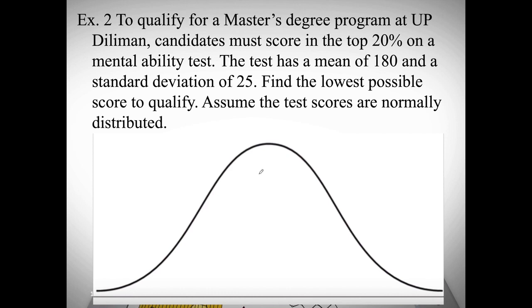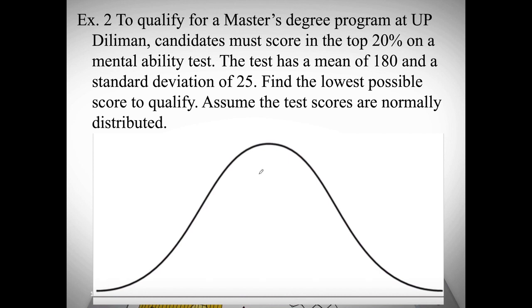It says here that for us to be able to qualify for UP, University of the Philippines Diliman master's degree program, candidates must score in the top 20%. So regardless of the score, it must be relative sa mga ibang kasabayan mong nag-exam. Dapat kasama ka doon sa top 20 performing students sa entrance exam. So, top 20% on the mental ability test. Sa mental pa lang yun, wala pa sa logical reasoning, English grammar, kung ano pa. Sa mental, dapat 20%.